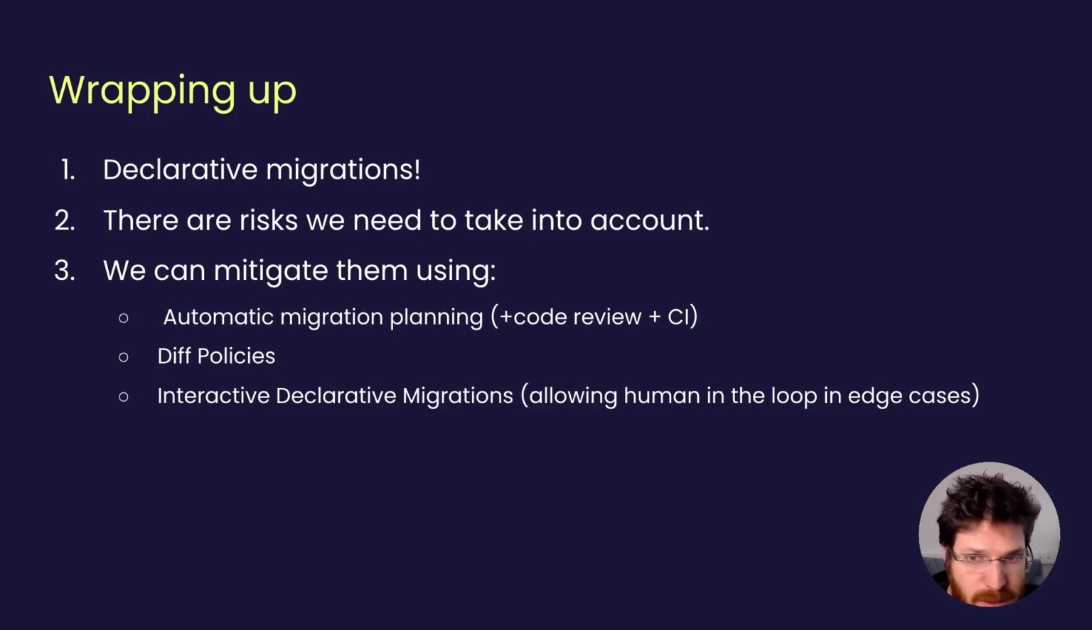Okay, wrapping up. What did we discuss today? We started off by demonstrating the declarative approach for database schema management. We then discussed some of the risks that might deter us from adopting this approach to our production system. And we followed that up with 3 different strategies that allow us to mitigate some of these risks, such as automatic migration planning that lets us review changes during code review and in CI before they're applied. We mentioned diff policies that feed Atlas with considerations and constraints when it is calculating a plan to prevent unwanted side effects to our database.